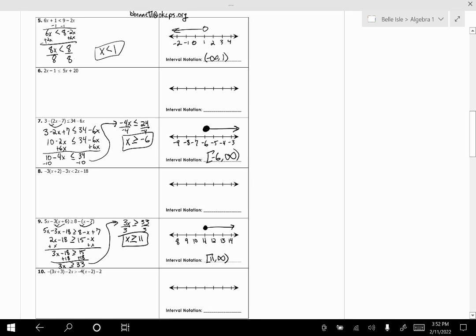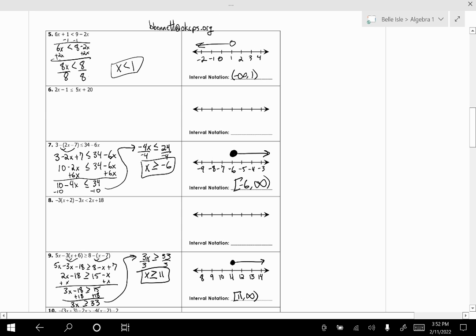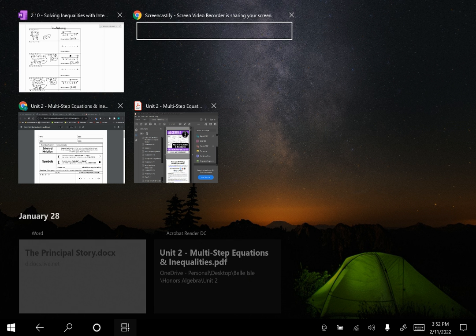Okay, if you didn't check your notes and you want to, you can right here. And then once you get that done, you are free.